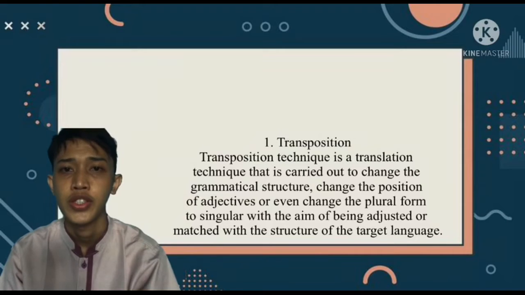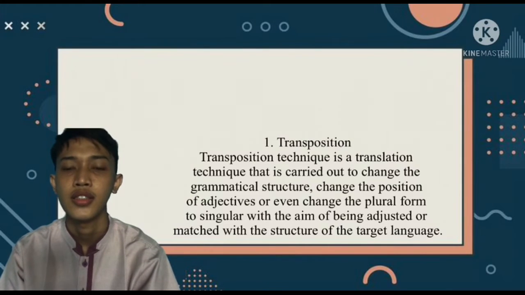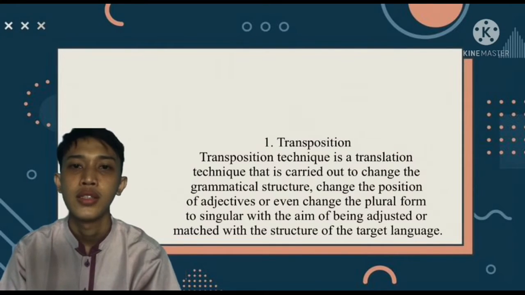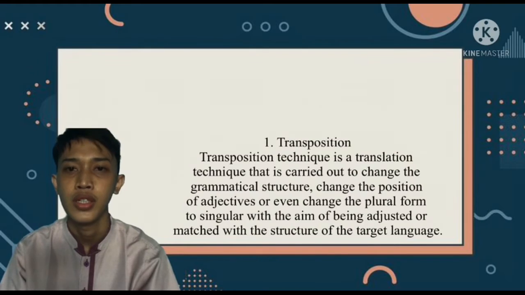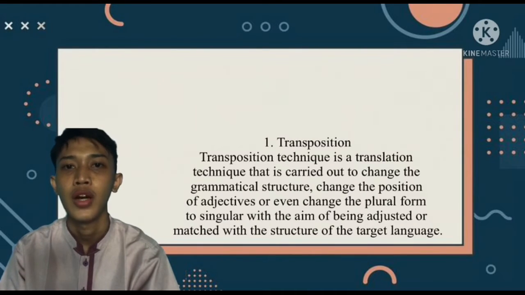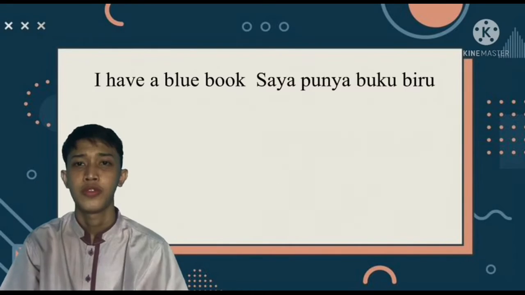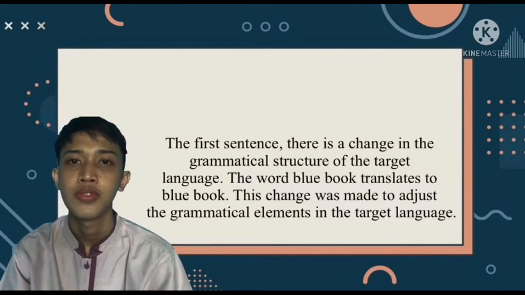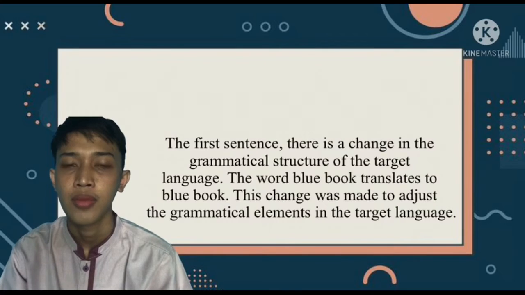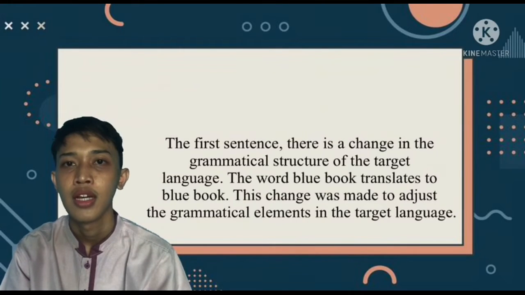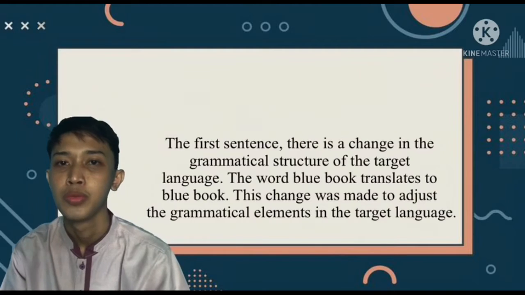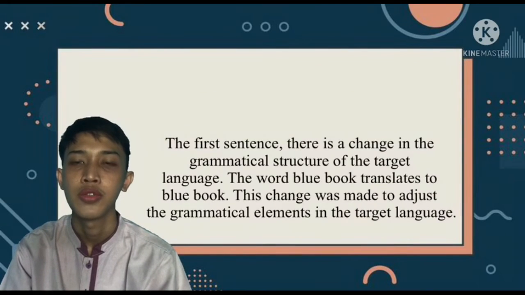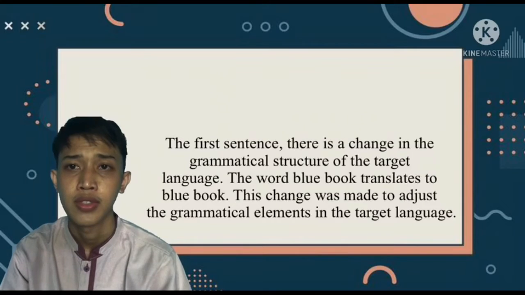First, transposition. Transposition is a translation technique that is carried out to change the grammatical structure, change the position of an adjective, or even change the plural from the singular with the aim of matching the structure of the target language. For example, I have a blue book. Saya punya buku biru in Indonesian. In the first sentence, there is a change in the grammatical structure. The phrase blue book translates to buku biru. This change was made to adjust the grammatical element in the target language.